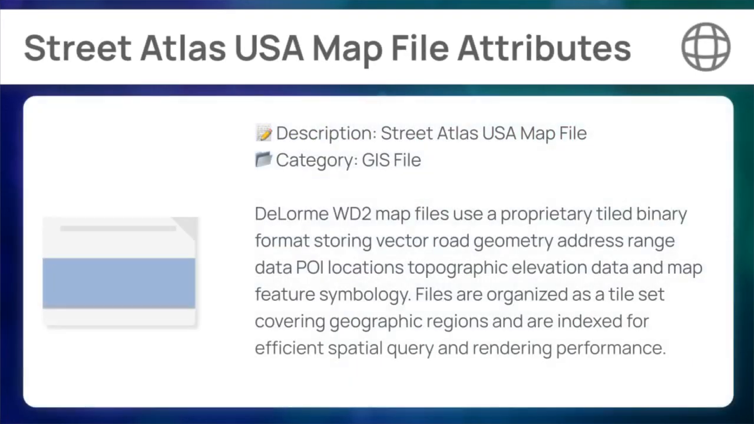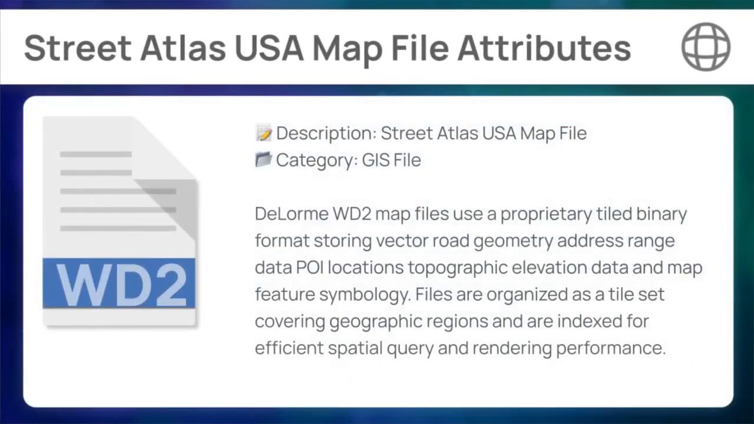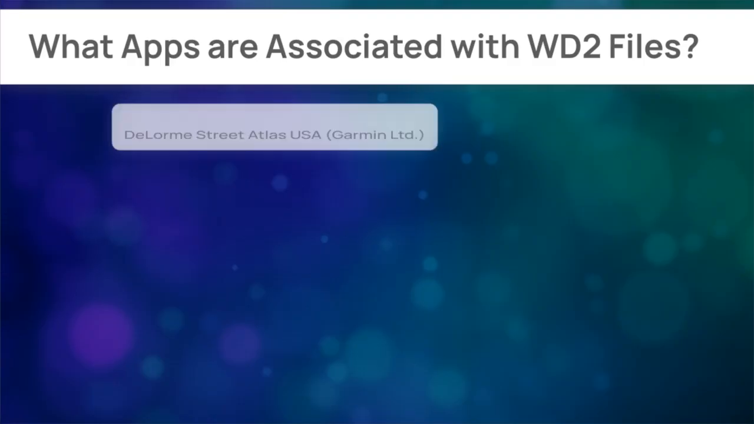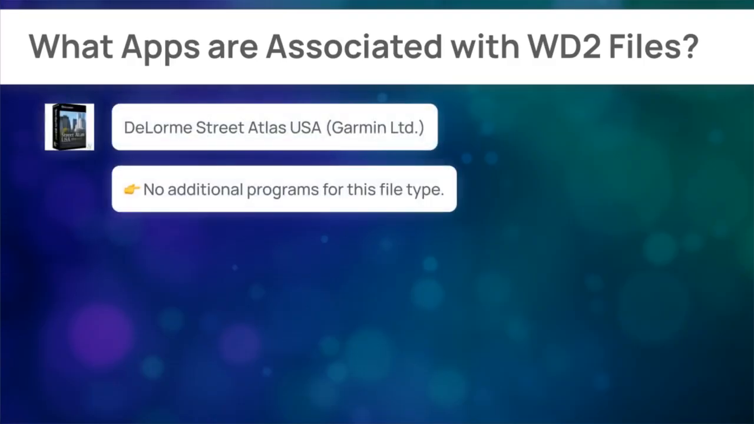DeLorme WD2 map files use a proprietary tiled binary format, storing vector road geometry, address range data, POI locations, topographic elevation data, and map feature symbology. Files are organized as a tile set covering geographic regions and are indexed for efficient spatial query and rendering performance. The most common market-leading program for WD2 is DeLorme Street Atlas USA from Garmin Limited.